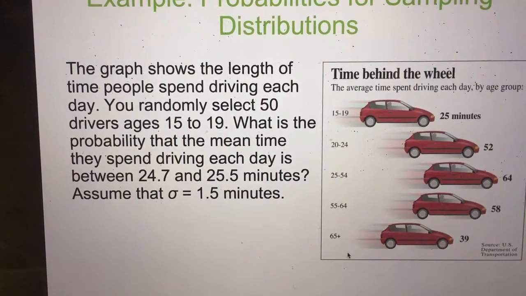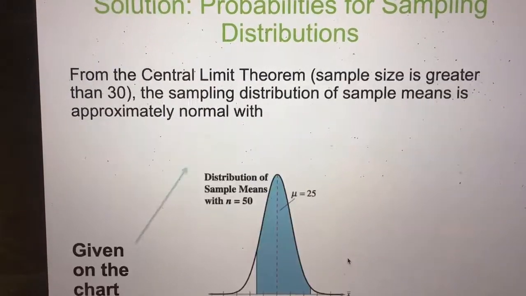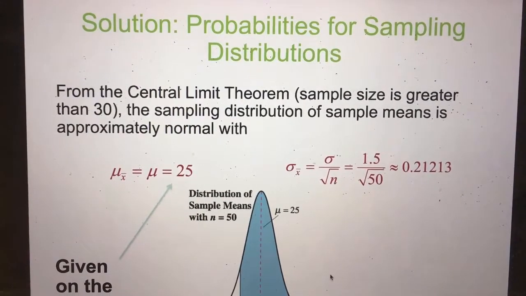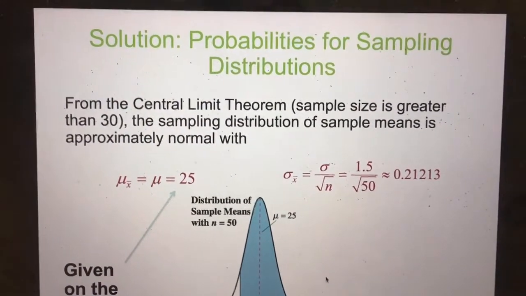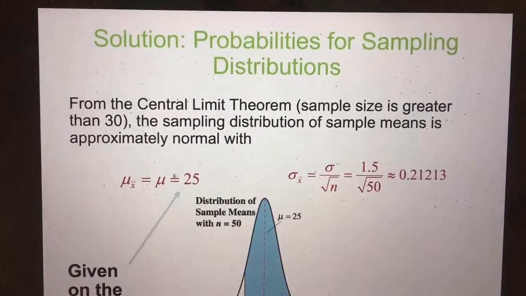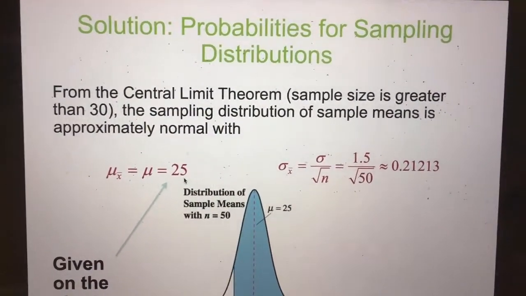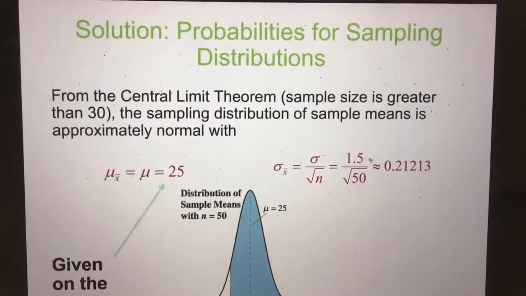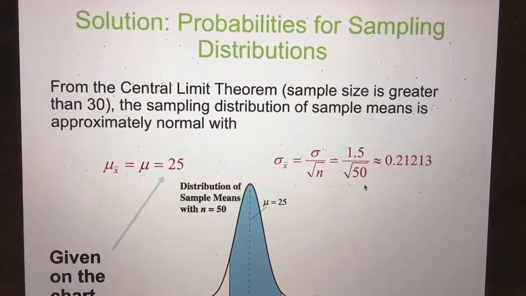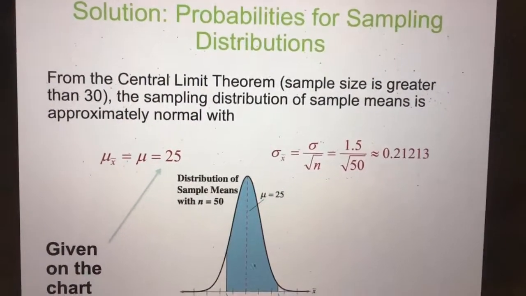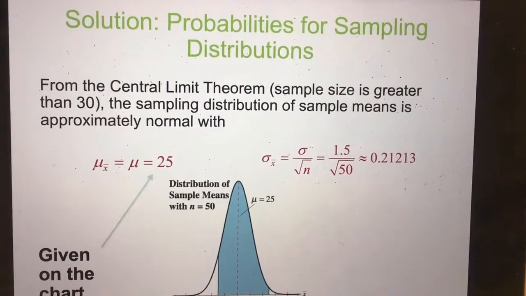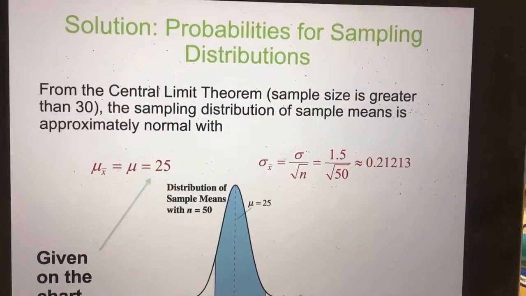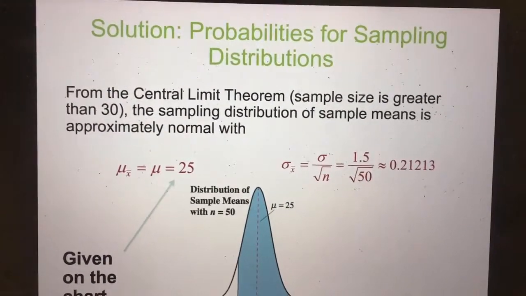So you're going to assume that the original population sigma was 1.5 minutes. From the Central Limit Theorem, since the sample size is greater than 30, the sampling distribution of sample means is approximately normal, with the mean equal to the mean of the original population, and the standard deviation, the standard error of the mean, is equal to 1.5 divided by the square root of 50, or 0.21. Okay, so that's going to end up being our mean time. 24.7 is right there, and the other one, 25.5, was the region they wanted us to use.